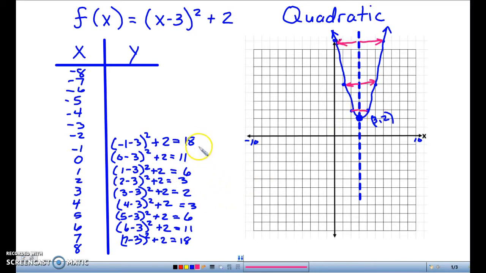And you guys can see that symmetry. If this is my vertex right here, you can see the symmetry here in the table. Okay?